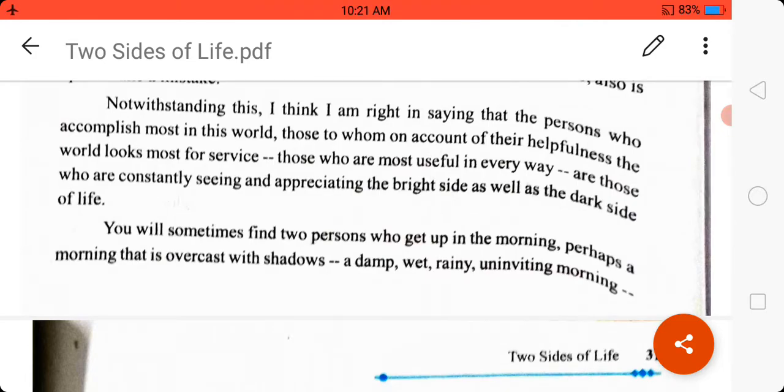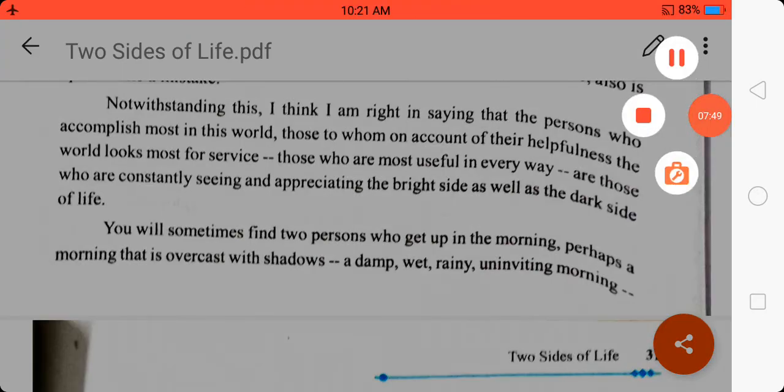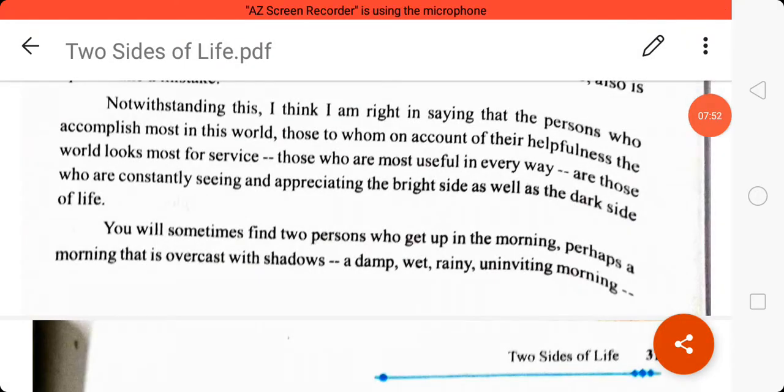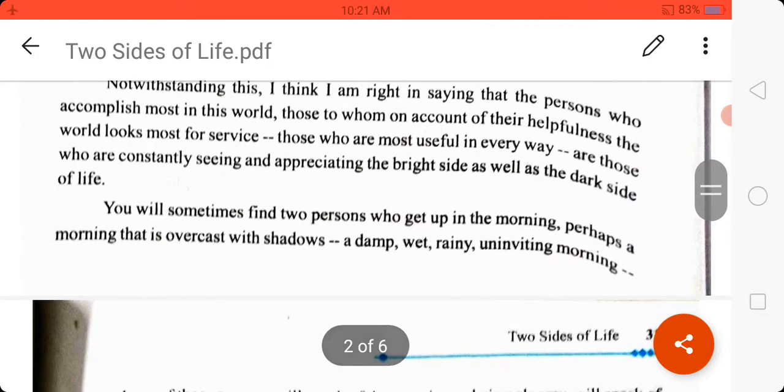You will sometimes find two persons who get up in the morning, perhaps a morning that is overcast with shadows, a damp, wet, rainy, uninviting morning. So here he is taking one example. If you take two persons who are getting up in the morning, perhaps the morning is damp, wet, rainy. So when it rains, the total atmosphere will be somewhat gloomy, damp, and also the wet land, damp land, everything will be there when it is a rainy time.